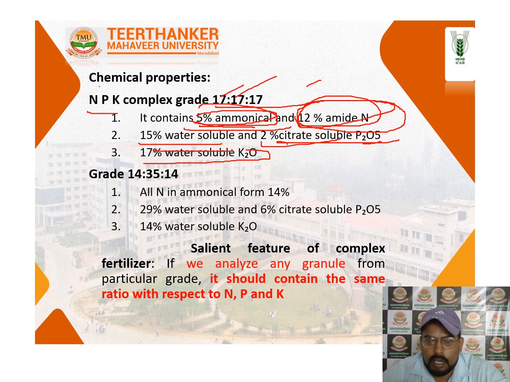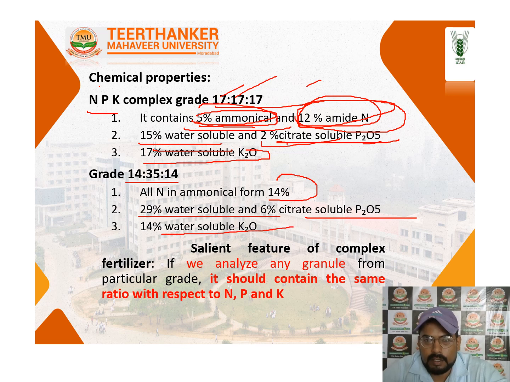Second is the grade 40, 35, 40. All the ammonium form of the nitrogen is in the 40 part, and 29% is water soluble citrate and phosphorus, and 45% is categories. These are the different grades. So the salient feature of the complex fertilizer is that any granulation from the particles and the grade should contain the same ratio with respect to the nitrogen, phosphorus and potash.